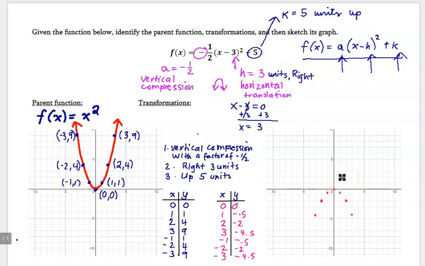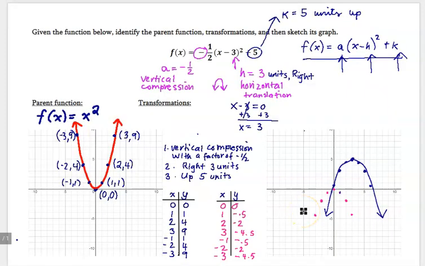I'm going to start with the origin. So right 3 units, 1, 2, 3, and then 5 units up. 1, 2, 3, 4, 5. And now this next point, translating it right 3 units, 1, 2, 3, and then 5 units up. 1, 2, 3, 4, 5. And doing all the same translation for all other points, we'll end up having this set of points. And connecting all the points, here is the translated version of our parent function.